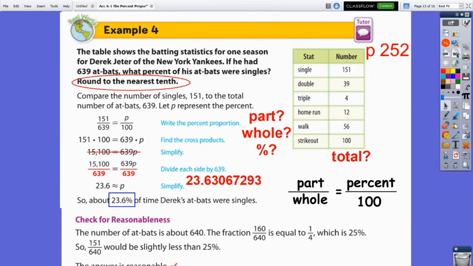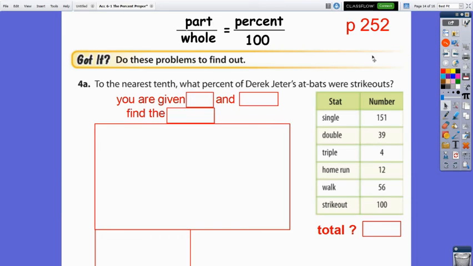All right. So a couple of got it problems. So continuing on with the Derek Jeter statistics, to the nearest tenth, what percent of his at-bats were strikeouts? So in all real-world problems, you have to kind of set, well, what am I looking for? Blank is what percent of what? Okay. So are they here? You are given the percent. You're given the strikeouts is the part, right? And the whole is the total, and you're asking for what percent.